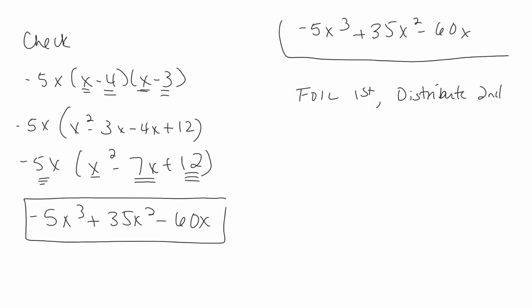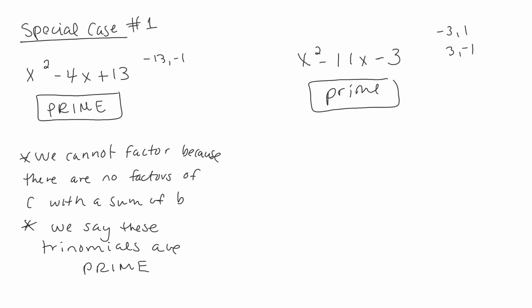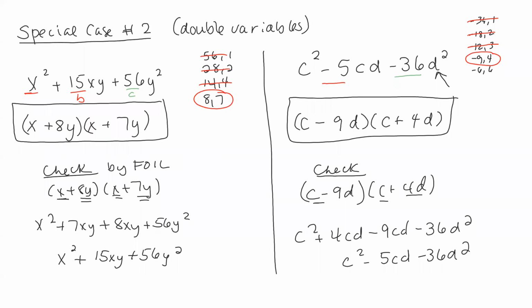So a kind of halfway recap, we're going to look at just the special cases. Special case number 1, you have a prime polynomial. This occurs when there are no factors of C that add to B. And keep in mind, everything in this video, A is 1, okay? So as long as A is 1 and there are no factors of C that give you a sum of B, you've got a prime polynomial, okay? Next up, special case 2, you had the double variable situation. So remember, you start each binomial with the first variable, you end each binomial with the second variable, and then everything else is the same.